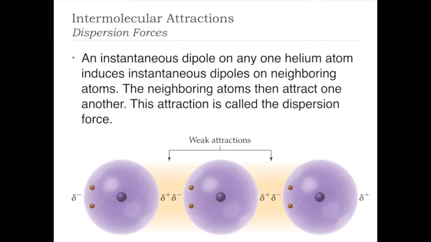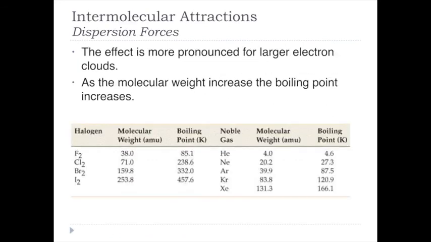So dispersion forces occur in everything. Okay, doesn't matter if it's polar or nonpolar molecule, dispersion forces are in everything. And we can see some factors that affect the strength of the dispersion forces is the size of the molecule. So if you look at the first group, halogens, as we go down the group of halogens, you can see the molecular weight is increasing. But then look over, the boiling point is increasing as well.